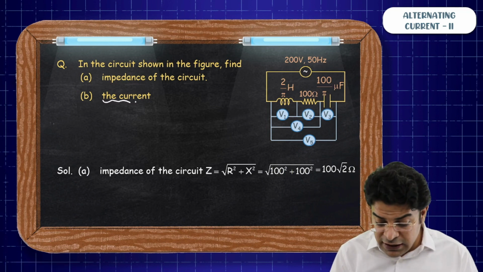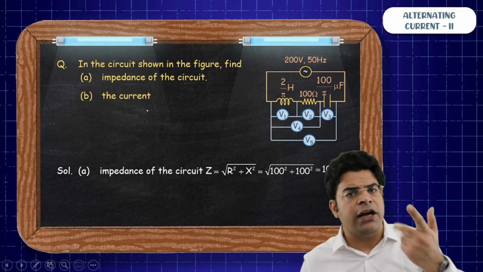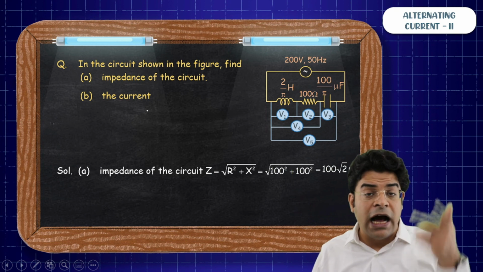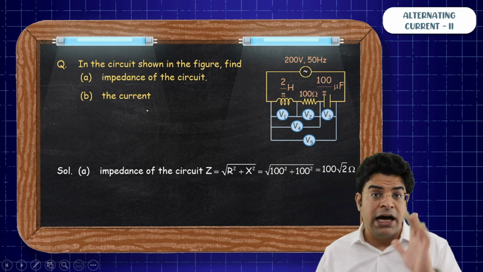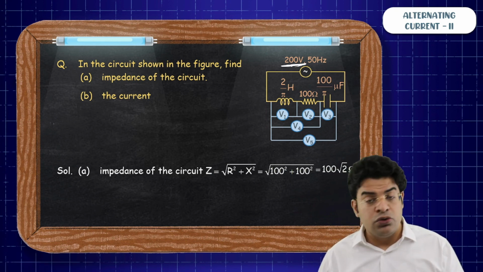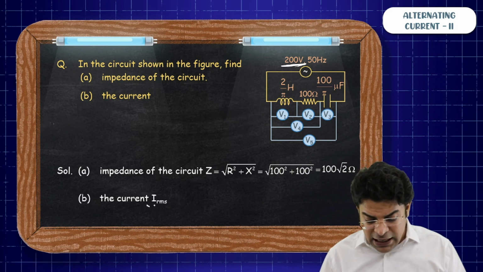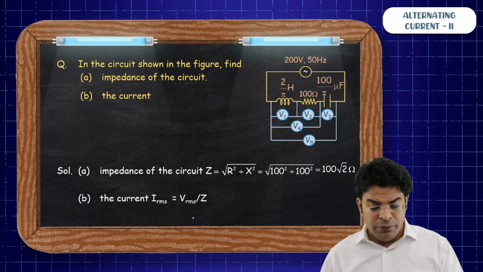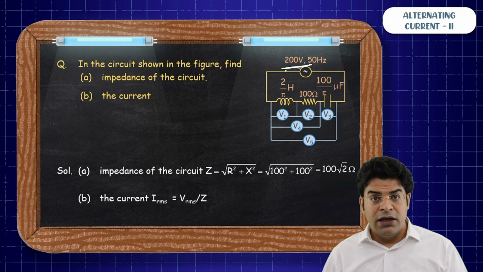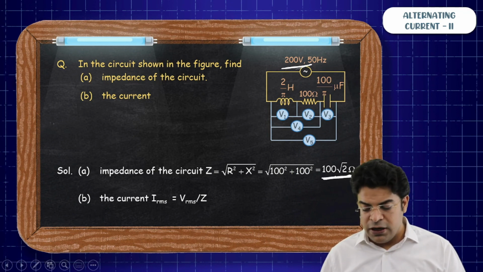Next, the current in the circuit. If they just mention the current, which current do they mean, RMS or peak? It means RMS. The RMS potential is 200. So I can say that IRMS equals VRMS by Z. VRMS is 200. The impedance of the circuit is 100 root 2. So IRMS has to be 200 by 100 root 2.